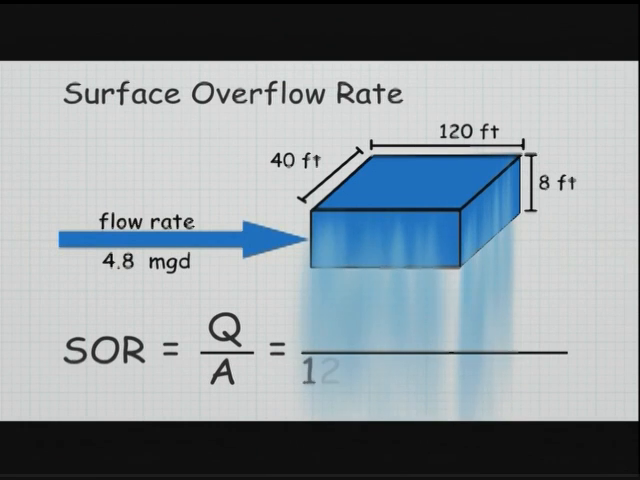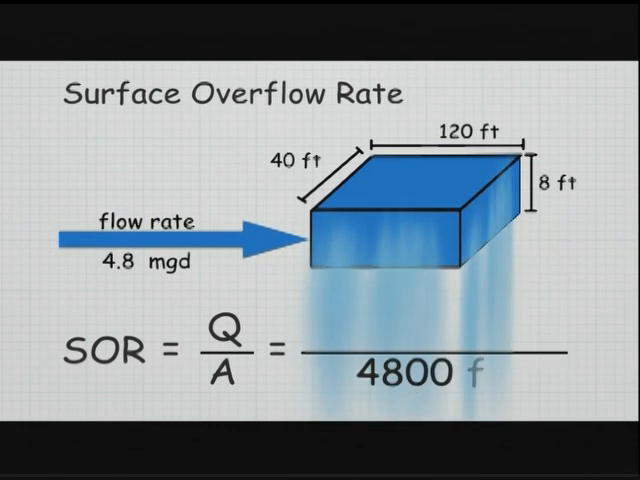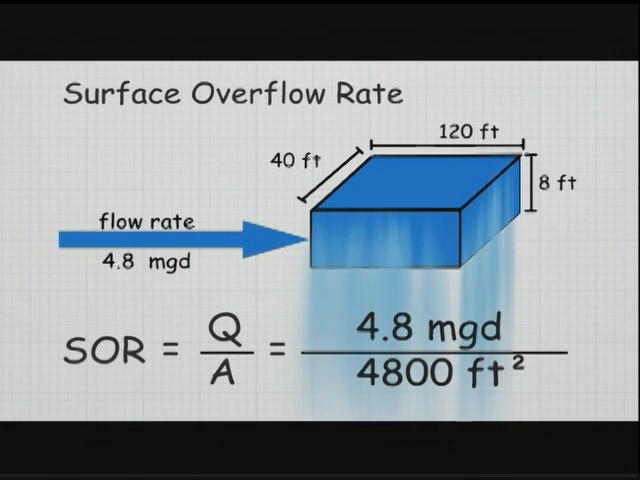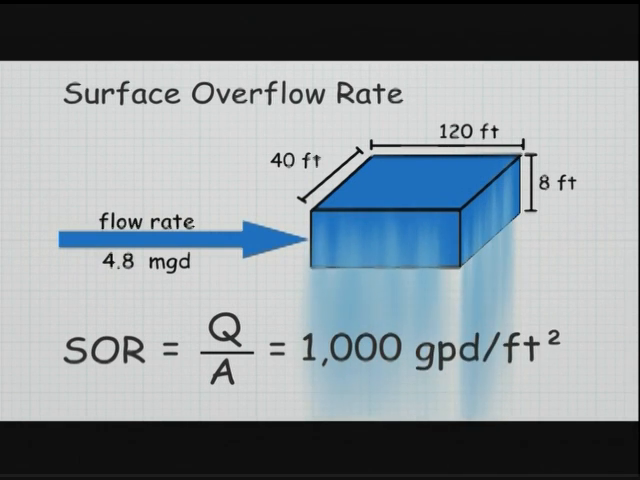The surface area is 120 feet by 40 feet, which equals 4,800 square feet. 4.8 million gallons per day divided by 4,800 is 1,000 gallons per day per square foot.